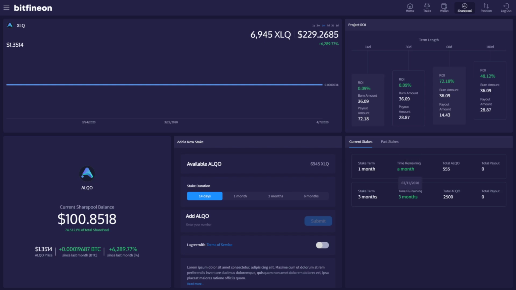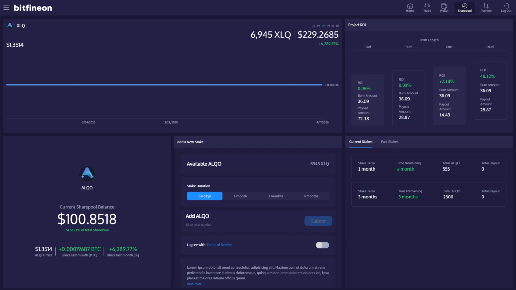This one is a 3 month, so 3 months from today will be, oh my goodness, what is that, July 13th, and the total amount of ALCO staked in this period is 2,500. The total payouts will be active when the term length and projected ROI is active. Right now it shows 0, but it would show the amount of XLQ that you can expect to be paid out at the end of that period.